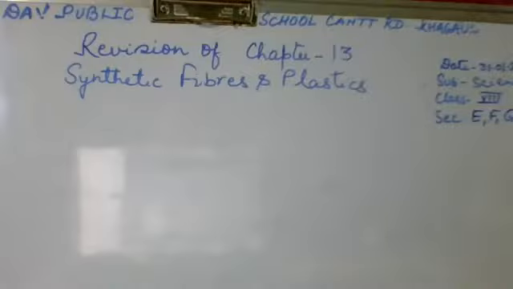Next is Shreya Mitra. You describe about thermosetting plastics. Plastics which have a cross-linked arrangement of molecules are called thermosetting plastics. These plastics cannot be deformed on heating and therefore they cannot be remolded again. Examples: bakelite and melamine.